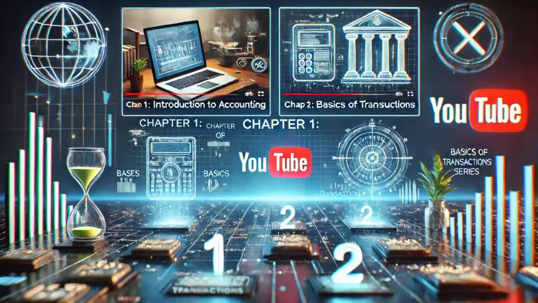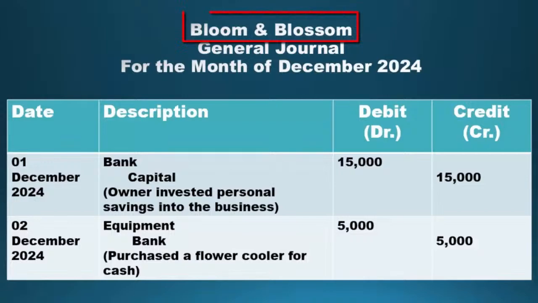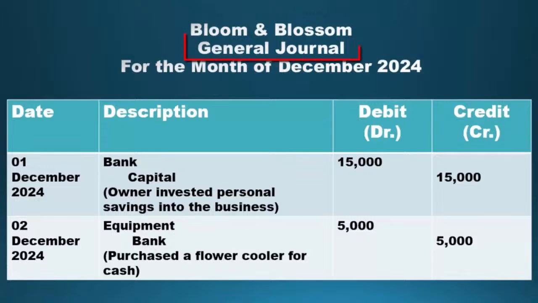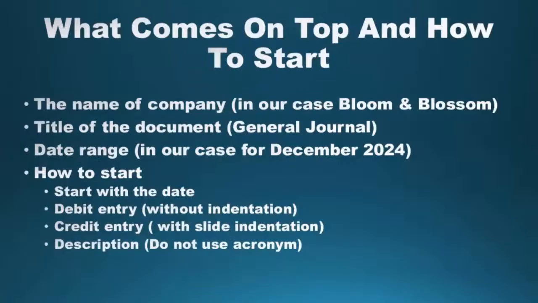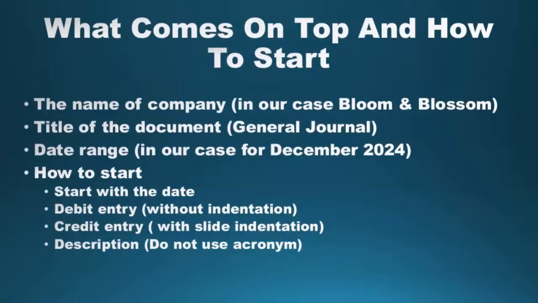All right, now let's start recording Neelam Sultan's transactions into the general journal. Let's quickly go over what information comes at the top of the journal and how to structure the entries properly. What comes at the top of the journal? 1. Name of the company. Always write the name of the business, such as Bloom and Blossom. 2. Title of the document. Clearly label it as General Journal. 3. Date range. Include the period you're recording, like for the month of December 2024. This helps keep the journal organized and easy to reference later.